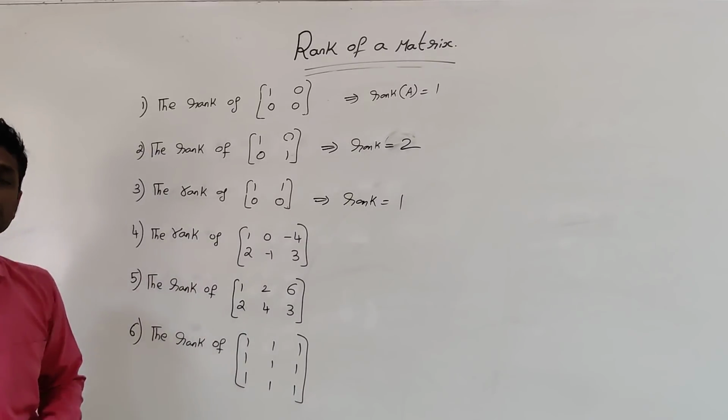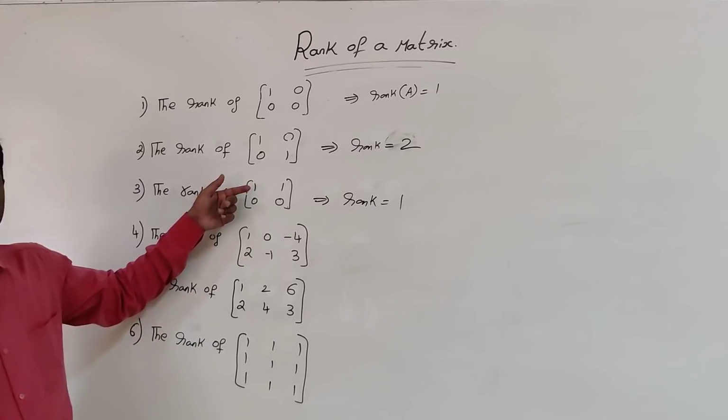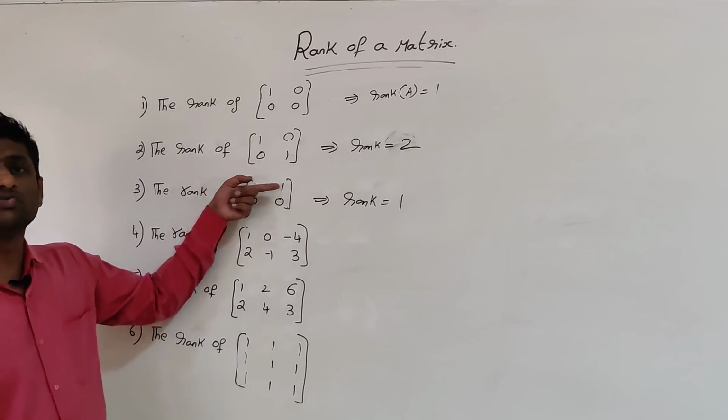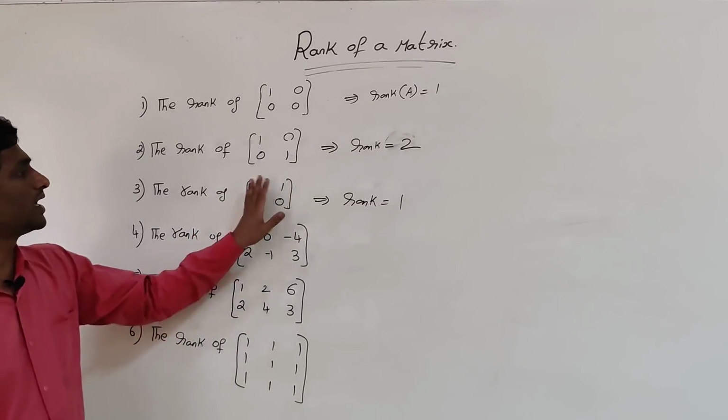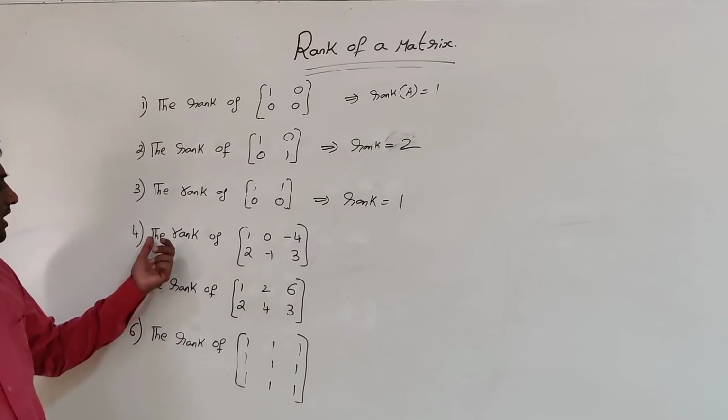Now it is also in echelon form. And how many non-zero rows exist in this matrix here? Only one row, which is a non-zero row. So the rank is 1. Now the fourth one. So the rank of the matrix.